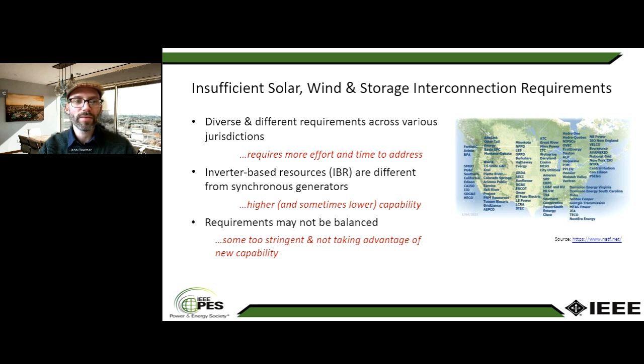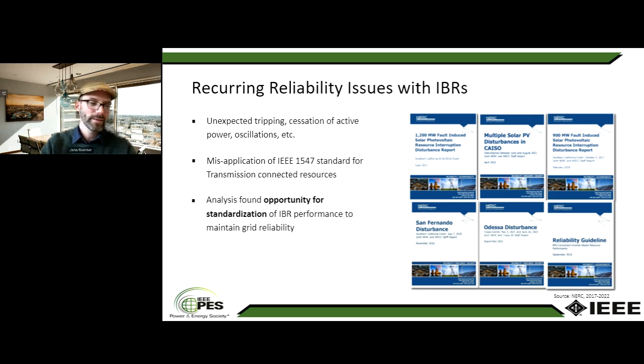Also, we need to recognize that inverter-based resources perform differently from synchronous generators. And that can mean that they have actually higher capability, for example, to ride through faults longer and of more severity. But some capabilities may be lower. So the differences need to be accounted for when we draft specifications. And last but not least, some of the requirements that exist today may not be fully balanced. Some stakeholders may perceive them as too stringent, whereas others would consider them not taking full advantage of the existing and new capabilities that wind, solar, and storage provide. So that's the starting point, which really was at the beginning of IEEE Standard 2800.